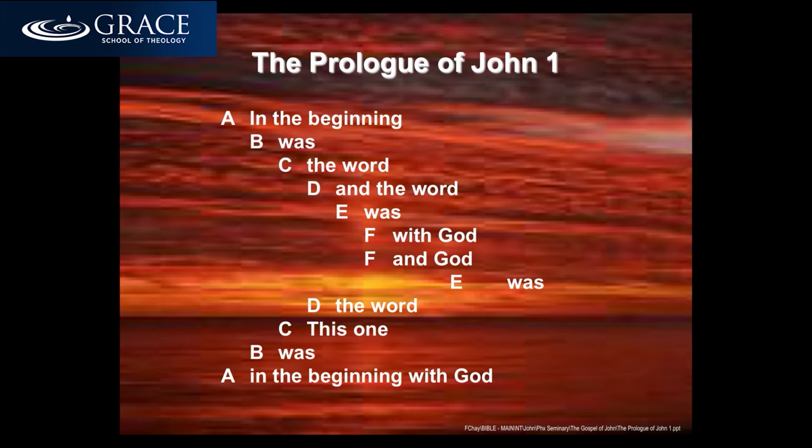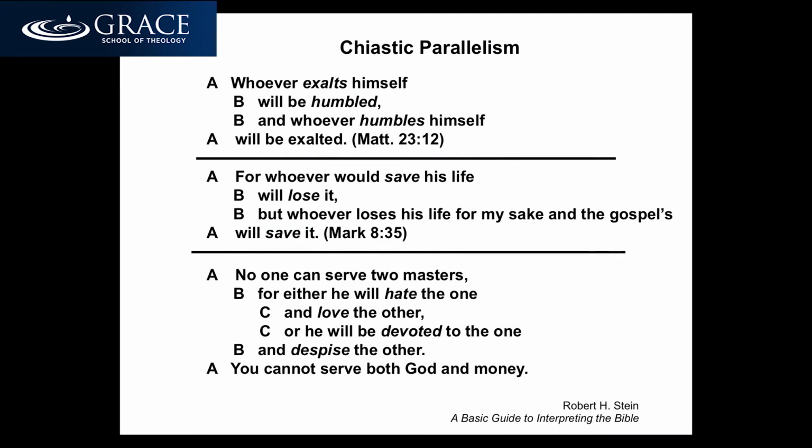If we look at a very well-known passage, you'll notice, in the beginning was the Word, and the Word was with God, and God, repeating, was the Word. This one was in the beginning with God. So it's an A, B, C, D, E, F, F is the key, and then it backs out, traversing the same ground that it had. So these are ways of looking at chiastic structure.